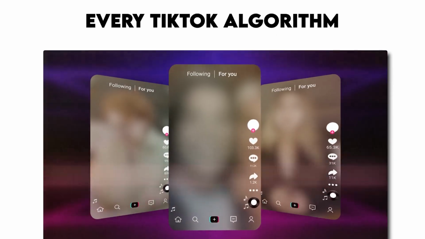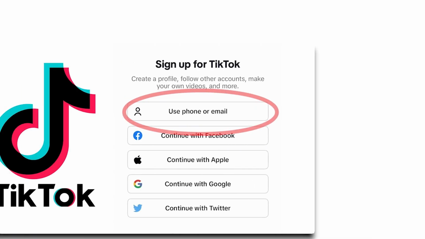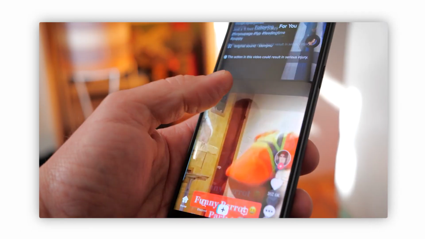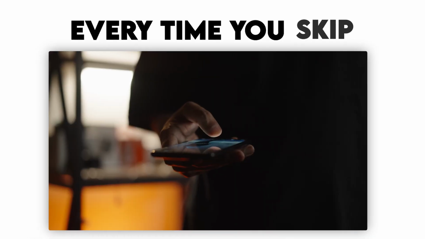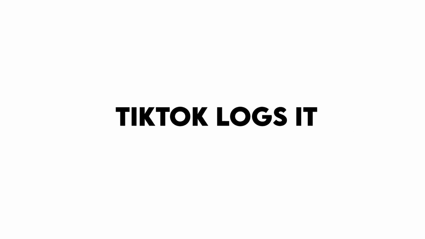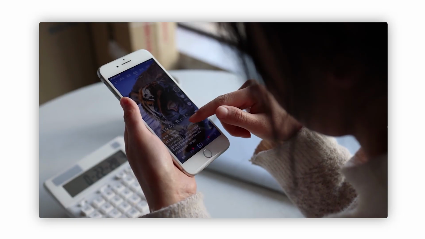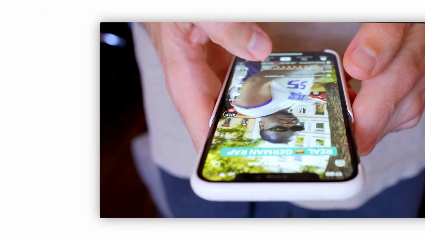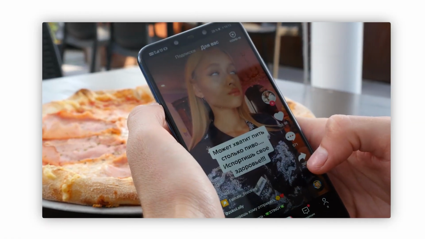Every TikTok algorithm explained. The For You page algorithm. Sign up on TikTok and within an hour, the app already knows what you want to watch, without you ever clicking the follow button. The thing is that every time you watch, skip, like, share, comment, or even just pause, TikTok logs it. It also reads the video itself, everything from the caption to the type of device you're on.